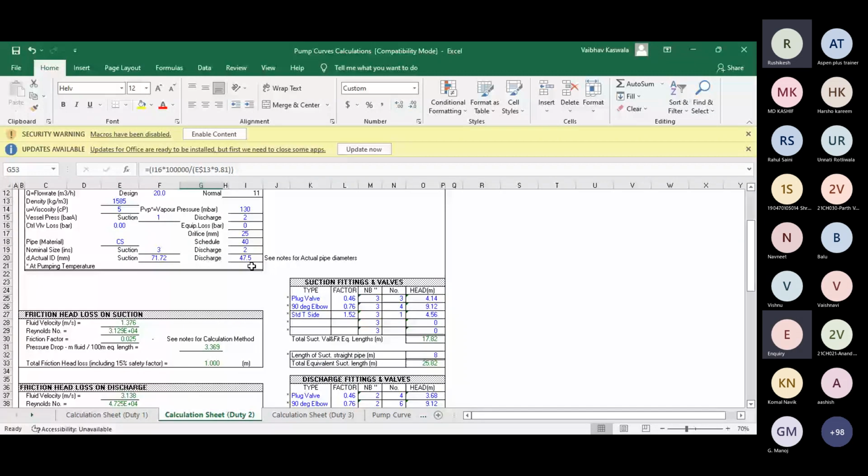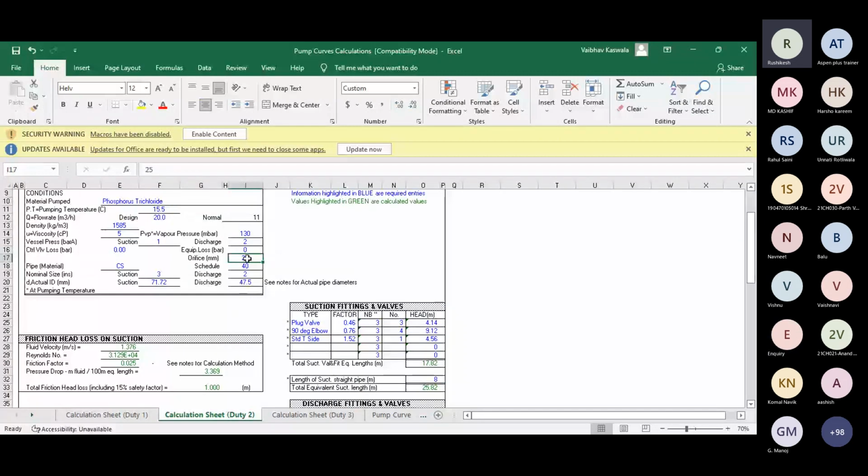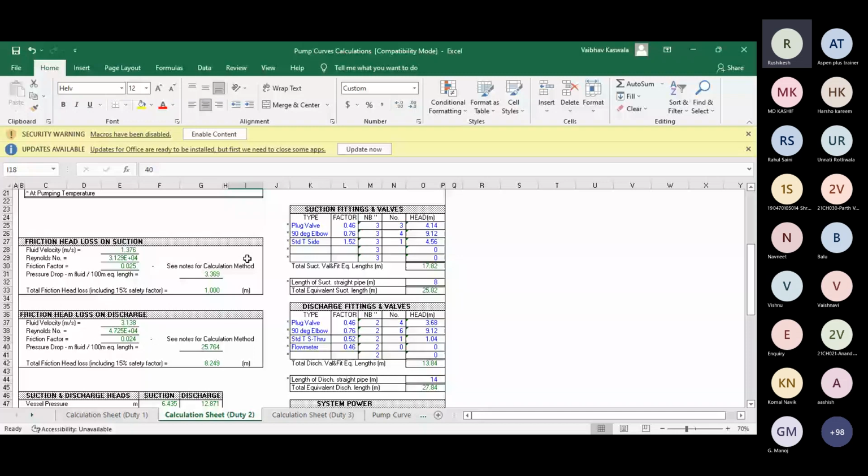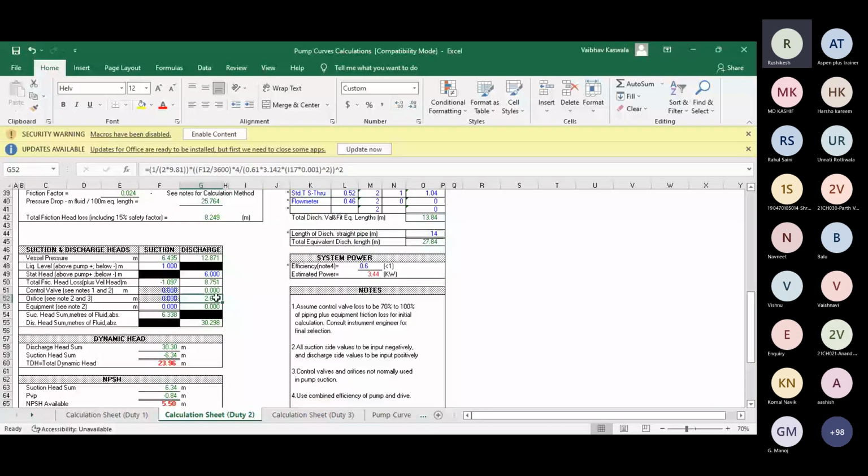So based on the flow rate, suppose I make it 40 mm, I make the orifice 40 mm, and that pressure drop will reduce. What was 12 before, or 14 or 12, it reduced to 2 meters, right? So that is because of the orifice. Orifice is nothing but a restriction in the flow rate, right? So because of that also some pressure drop is happening.